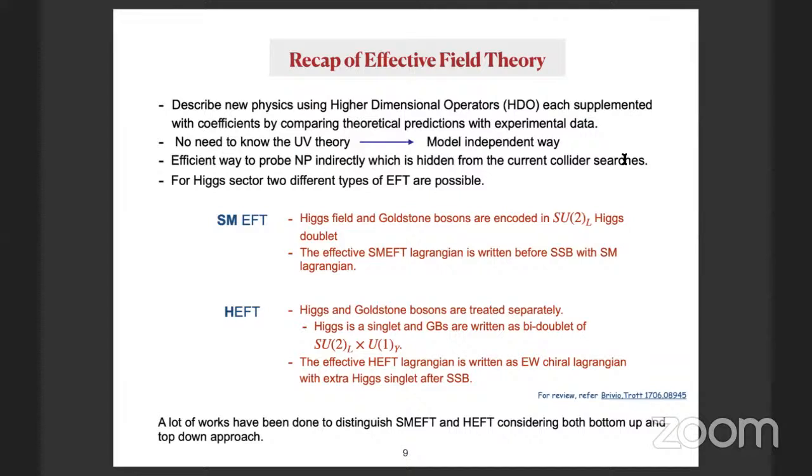SMEFT is very famous in the literature nowadays. In SMEFT, if we talk about the basic structure, the Higgs field and Goldstones are encoded in a doublet. The effective Lagrangian is written before spontaneous symmetry breaking, with higher dimensional operators written on top of the standard model Lagrangian. For HEFT, the Higgs and Goldstones are completely independent. They are treated separately, the Higgs being a singlet, and the Goldstones written as a bidoublet of SU(2)L and U(1)Y. The HEFT Lagrangian is written on top of the electroweak chiral Lagrangian with an extra Higgs added to it after spontaneous symmetry breaking.